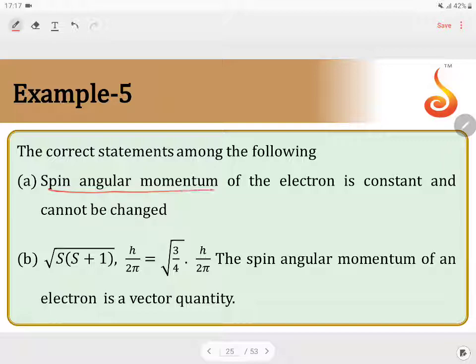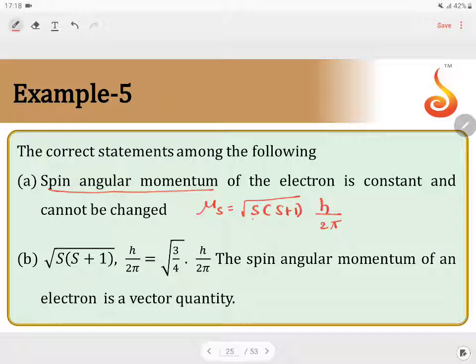What do you mean by spin angular momentum? It is nothing but mu s. Mu s is equal to root of s into s plus 1 into h by 2 pi. So this is a formula to calculate the spin angular momentum. Therefore, it's a constant for a given electron. Means if I take one electron or two electron or any system, the spin is a constant.